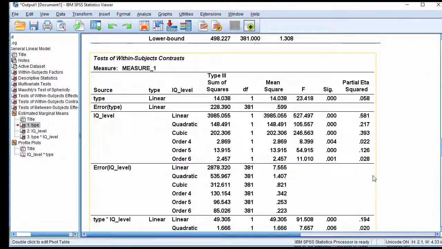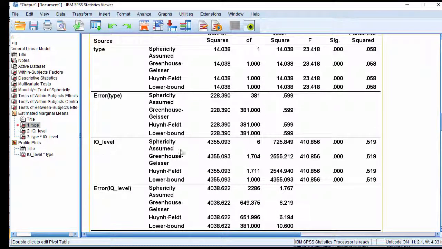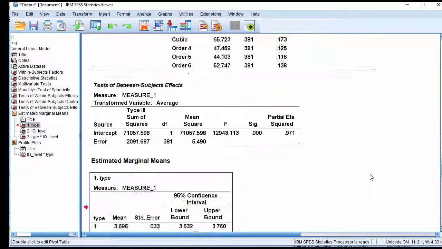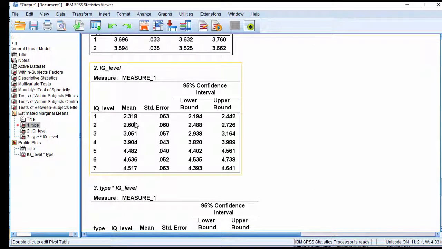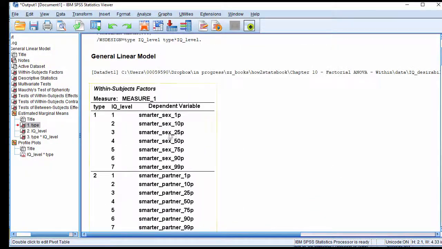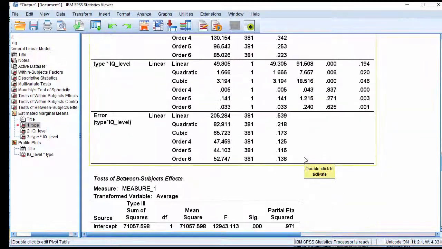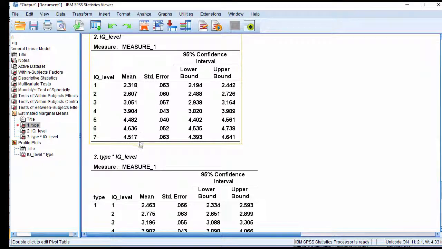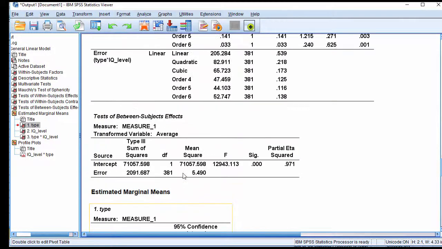And the means for this main effect of IQ level are reported down here in the estimated marginal means, and here they are. Collapsed across relationship type, partnership and sexual relationship, collapsing those, we get a mean of 2.318 at the first percentile of IQ, and then we have the second percentile, which corresponds to the 10th, and it keeps going up, 25th, 50th, 75th, etc. We can see that these means are not all equal to each other across the 7 levels of percentile IQ.